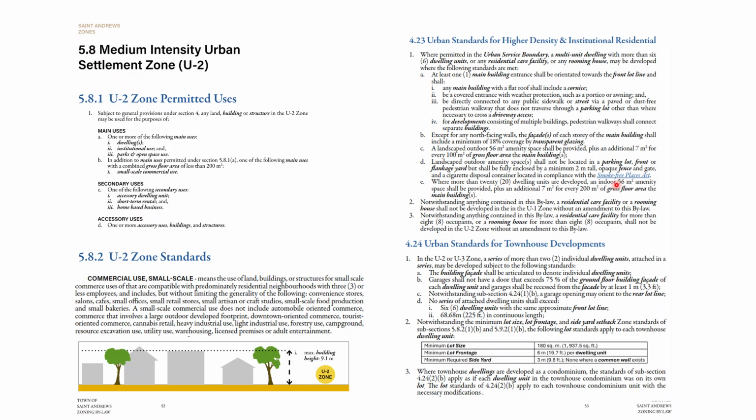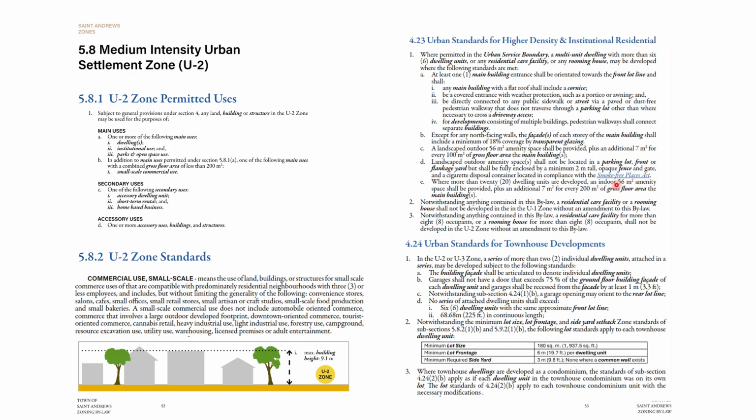The building facade shall be articulated to denote individual dwelling units. Garages shall not have a door that exceeds 75% of the ground floor building facade of each dwelling unit, and garages shall be recessed from the facade by at least 1 meter. Notwithstanding that previous policy, garage opening may orient toward the rear lot line. No series of attached dwelling units shall exceed 6 dwelling units with the same approximate front lot line or 68.68 meters in continuous length.